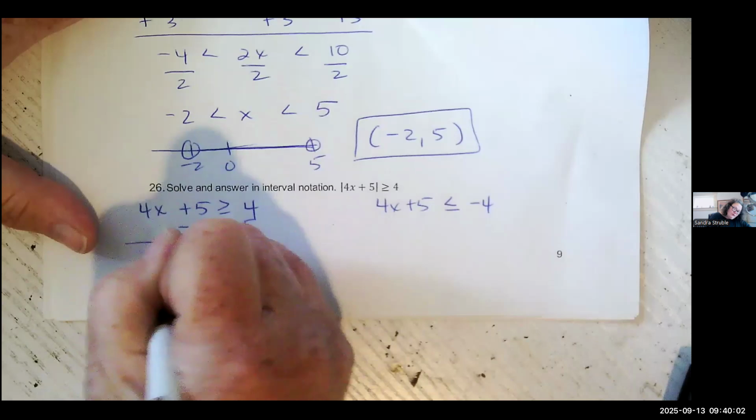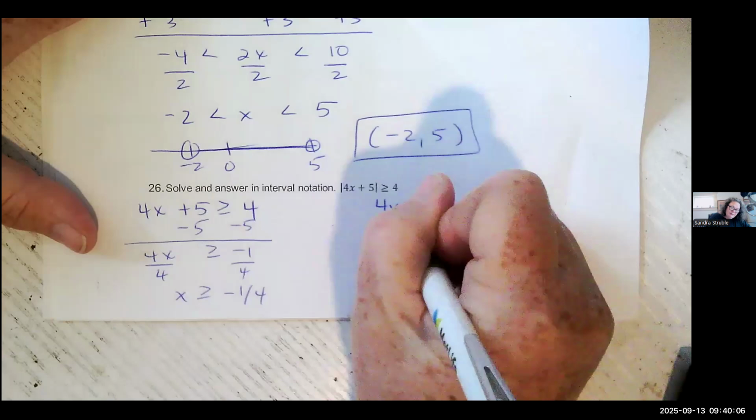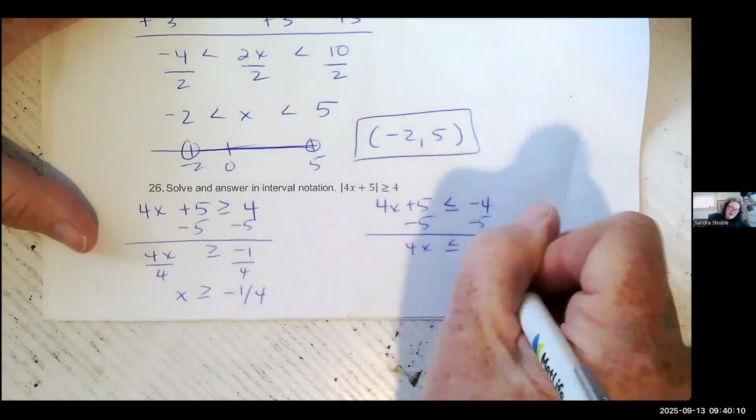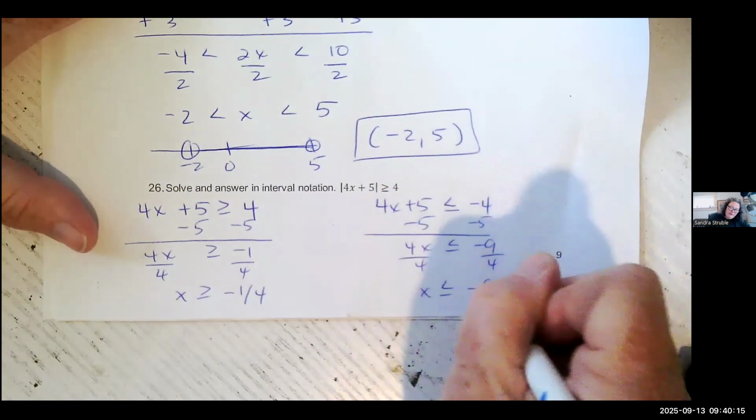Divide both sides by 4. So x is greater than or equal to negative 1/4. Subtract 5 from both sides. Divide both sides by 4. x is less than or equal to negative 9/4.